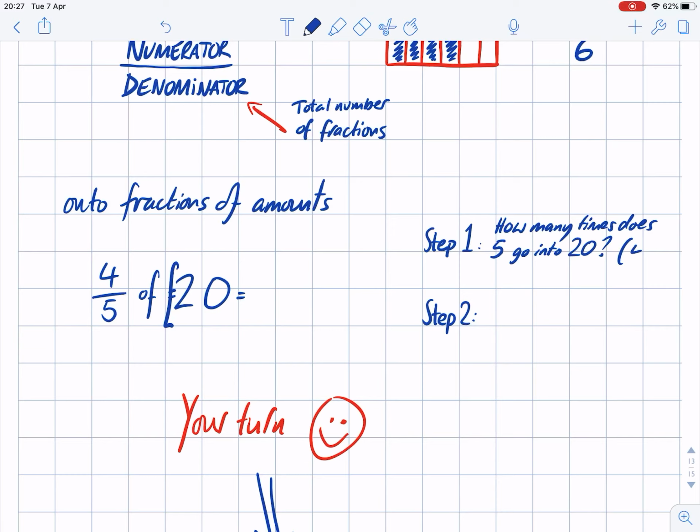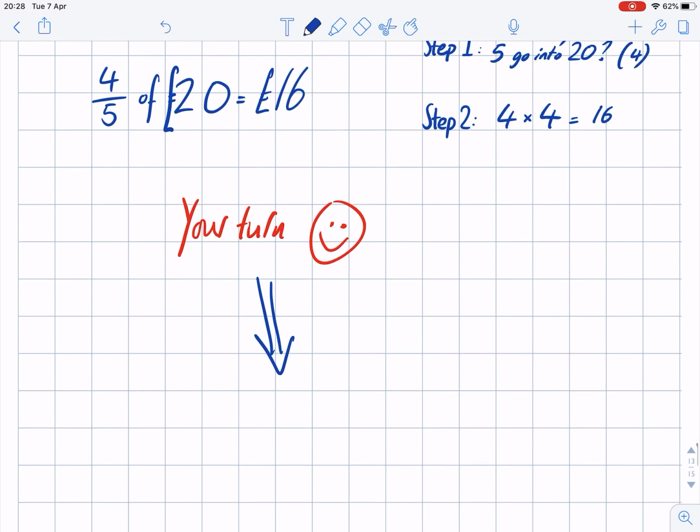There's 4. So I need to keep that number in my head, and I need to multiply it by the numerator. And in this case, the numerator is 4. Okay, so my answer is 16. So 4/5 of £20 equals £16. Not bad for a day's work.